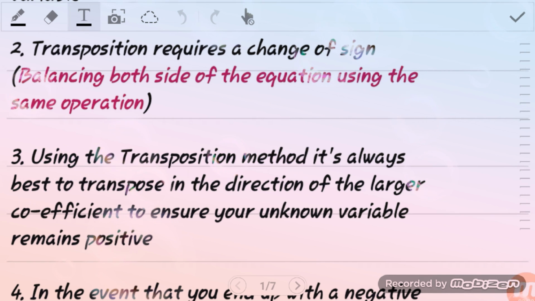Now number 3, we're looking at using the transposition method. Once you're transposing a term or a numerical value, it is always important to remember that you transpose in the direction that contains the larger coefficient. As it relates to why I do that, it all boils down to making the route to getting to your answer a lot simpler. I will highlight some methods for you there.